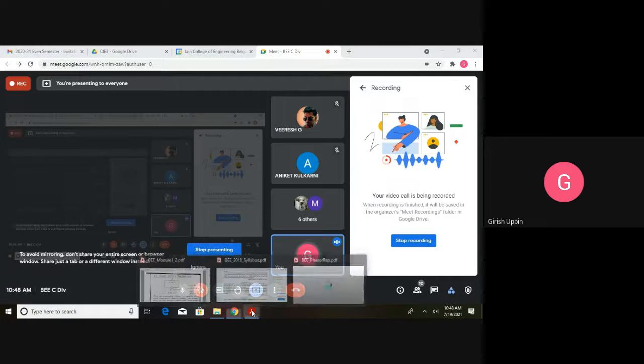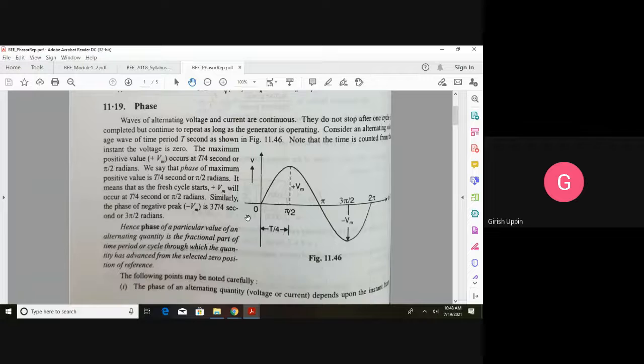In this session, we will look into module 2, and before that, we'll see the phasor representation. So, what is a phase? First thing is, what is a phase? The phase is, when we are representing the alternating quantities, we select a certain reference. Here, for example, this is the reference. That reference, and wherever the alternating quantity starts, the time or the angle is called the phase.